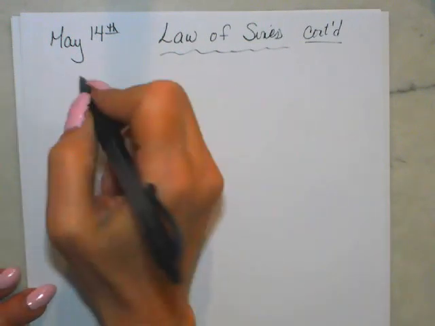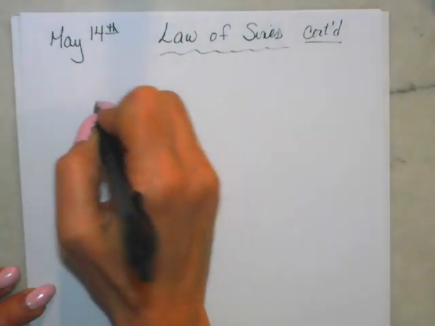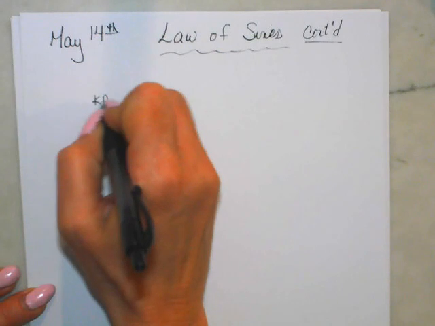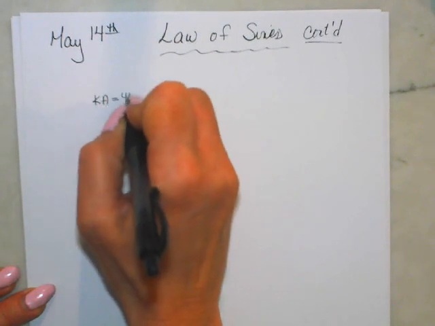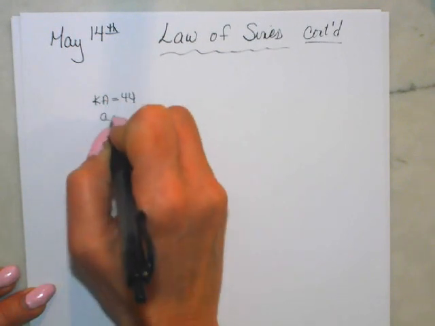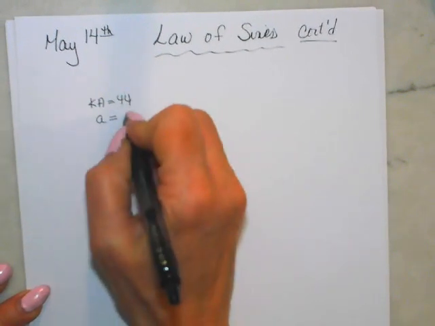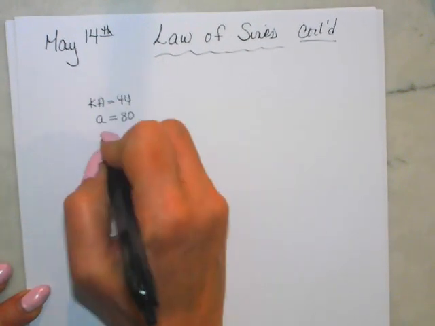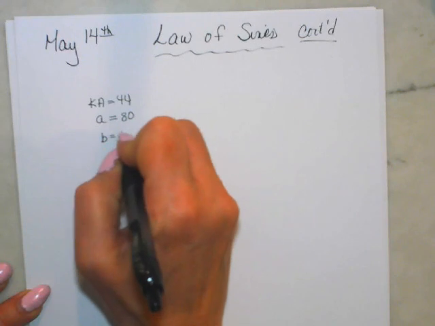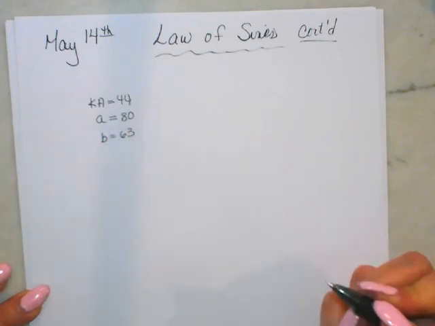So let's say, for example, I tell you that angle A is 44 degrees. I give you that little a, remember capital letters were the angles, lowercase letters were the sides, is 80. And little b is 63.